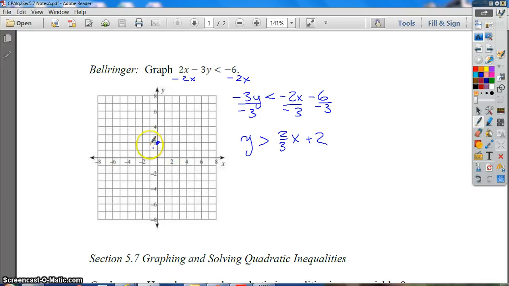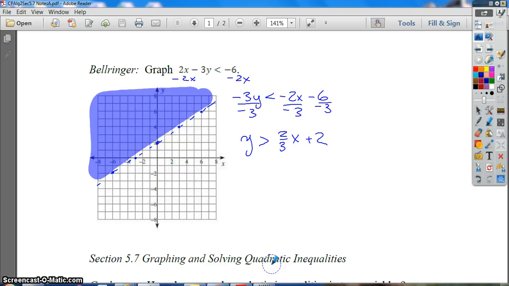So y-intercept of 2, I'm going to run 3, up 2, rise over run, back 3, down 2, and so on. Dashed line because there is no equal to, and then my shading will be above because we're greater than this line. And there's your lovely graph.